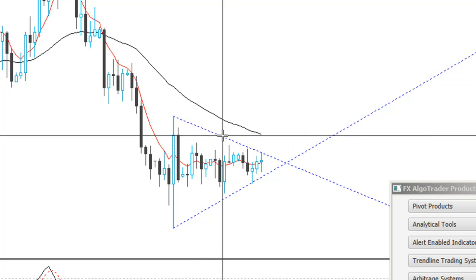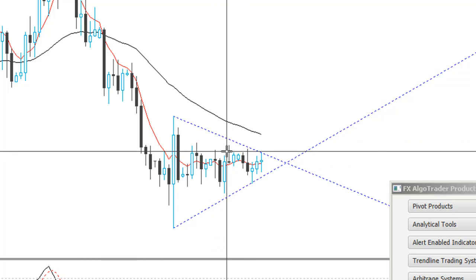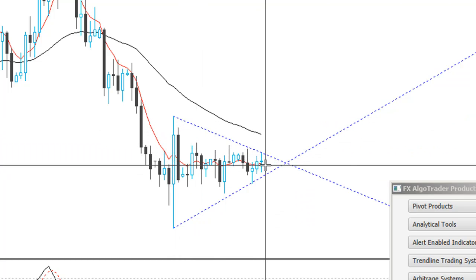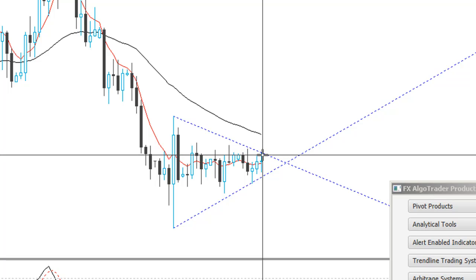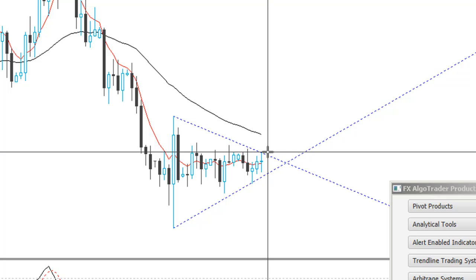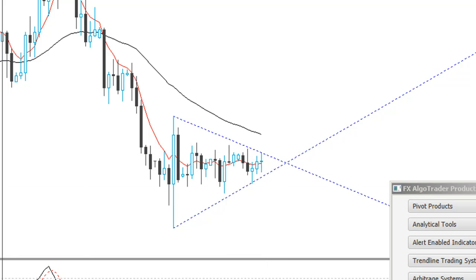I don't know about the integrity of this channel, this downtrend line here, but potentially you'd be looking to go short around this level, so 148.70, and that could again be tracked using the index analyzer.